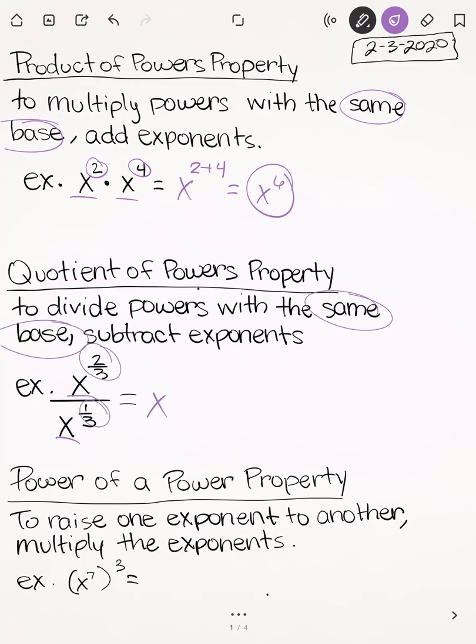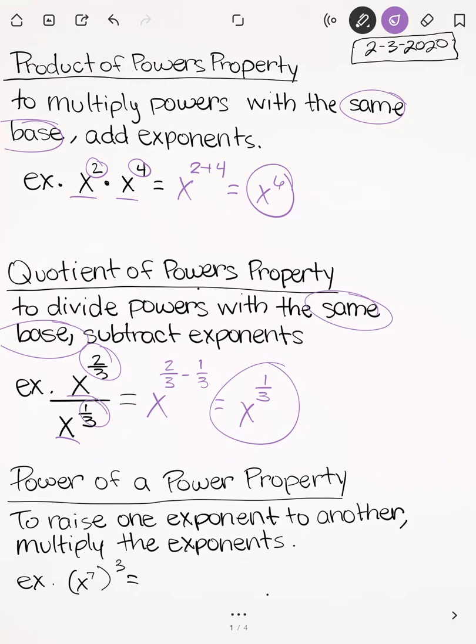So my base is x. I'm going to take the top number and subtract it from the bottom number of the exponent. So 2/3 minus 1/3, they have a common denominator, so I can go ahead and subtract them. I get a 1/3, and that would be simplified.